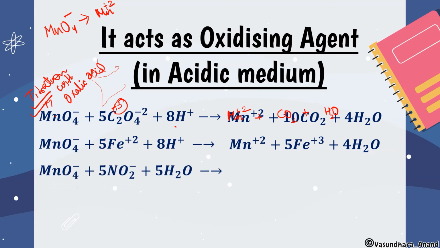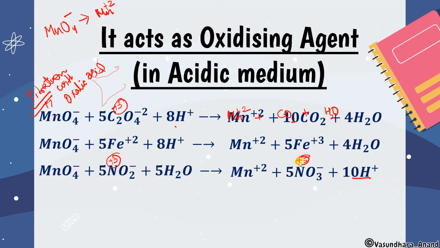Now the next is MnO4 minus plus NO2 minus plus 5H2O. Can you guess it? MnO4 minus will convert to Mn plus 2 because it is in acidic medium for sure. Since water is used here, H plus must be there. If it is not on the reactant side, that means it must be on the product side. And in NO2 minus, the oxidation state of nitrogen is plus 3, so nitrogen is going to be oxidized to give you nitrate, that is N plus 5.